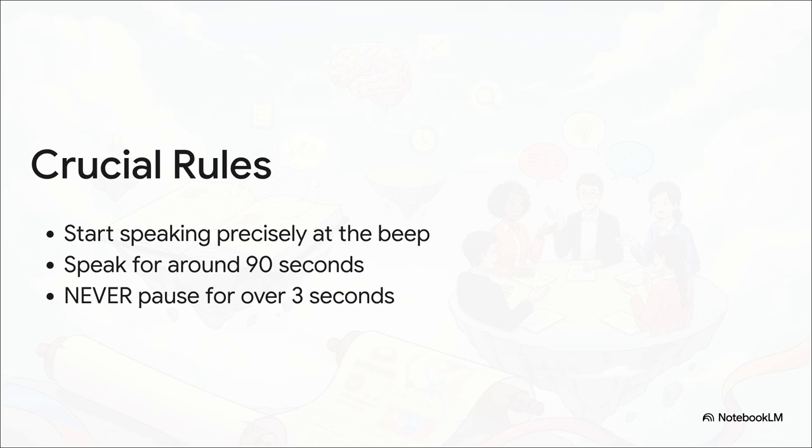Second, aim to speak for around 90 seconds. While you have up to 2 minutes, 90 seconds is really the sweet spot for a comprehensive summary without starting to ramble. And third, and this is absolutely critical, never pause for over 3 seconds. A pause of over 3 seconds is a fatal error that will severely damage or just outright ruin your fluency score. Keep talking, even if you have to use a template connector just to buy yourself a second.